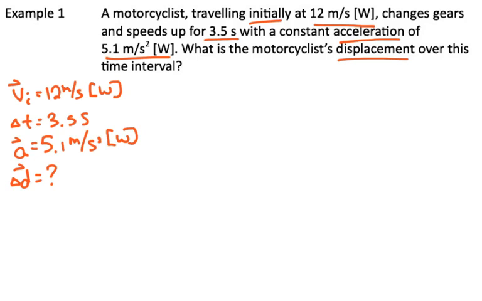So looking at the variables we have, now we need to look back at that list of 6 equations and match up which one fits, having all of these variables and nothing else. Well, there is one that fits very well. Delta D equals VI delta T plus 1/2 A delta T squared.